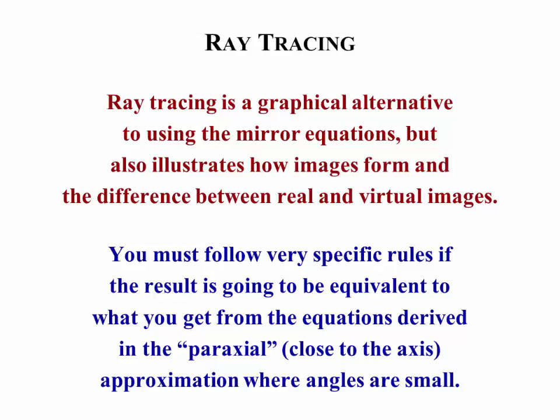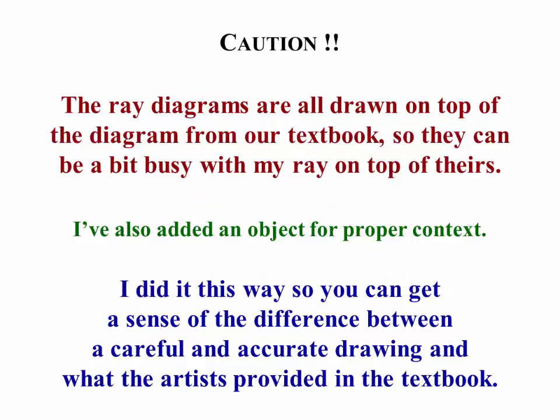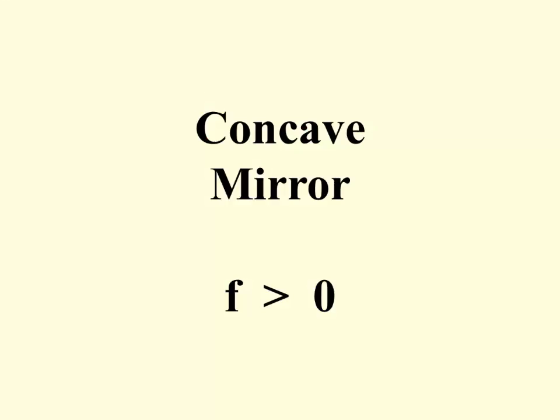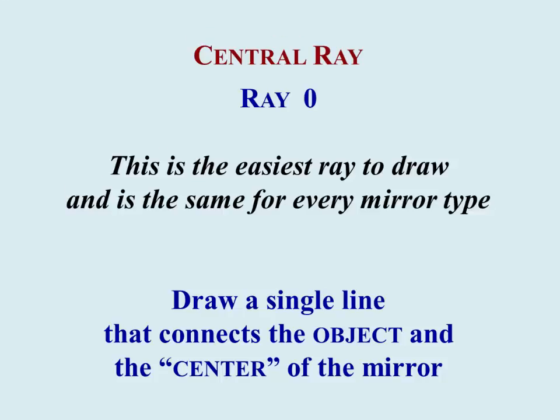However, it will give you the exact correct results if you do it very carefully, respecting the geometrical rules that underlie the equations that we use in numerical calculations. I've drawn these on top of the textbook diagram so they get a bit busy. I've done this so that you can see the difference between what is a careful calculation and what the artist provided in the textbook. First, a concave mirror where the focal length is positive.